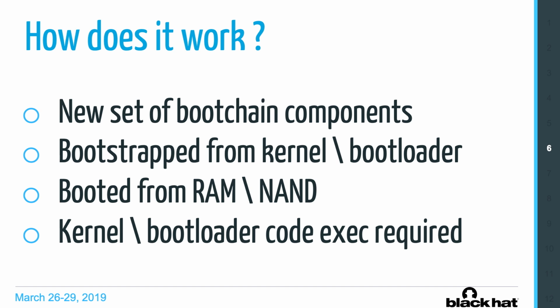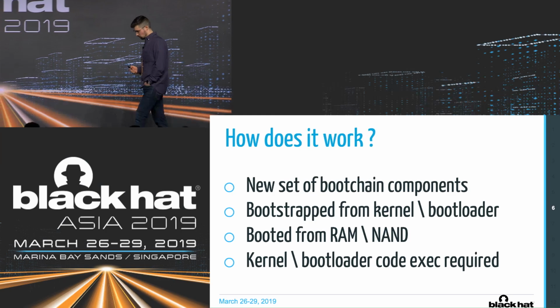How does it work? The bad news: we need to create a new set of boot chain components, pretty much the bootloader, the kernel, the modified file system, sometimes the device tree. The good news is that we can bootstrap our second system from RAM itself or from NAND. For this purpose, the kernel or another bootloader can be used. And of course, we need kernel or bootloader level code execution.